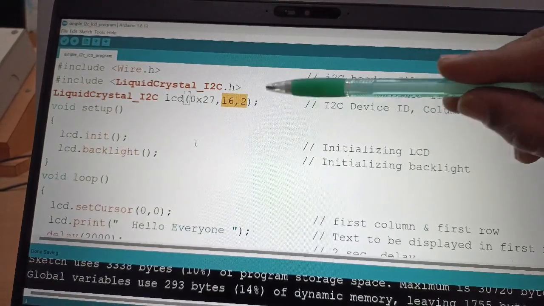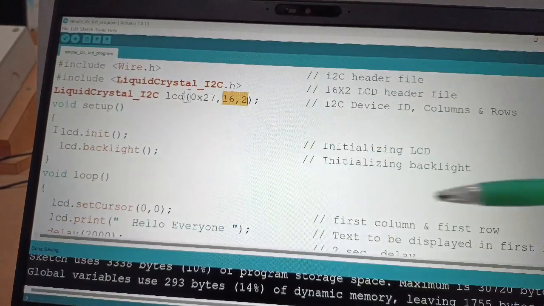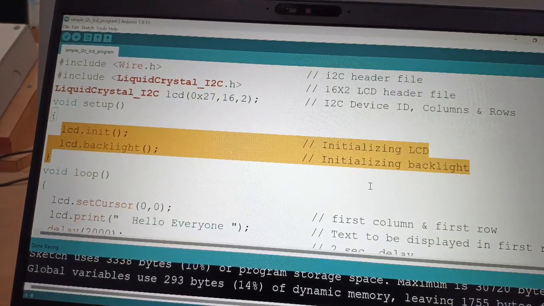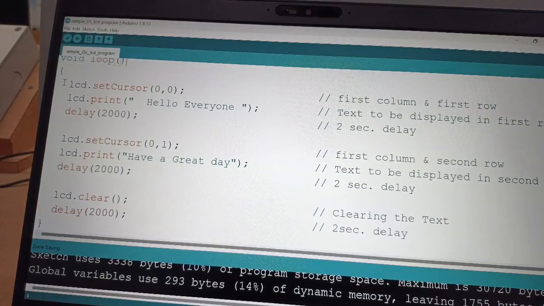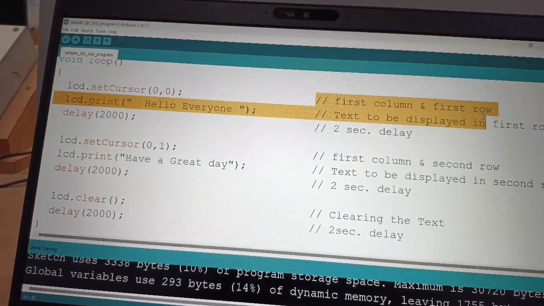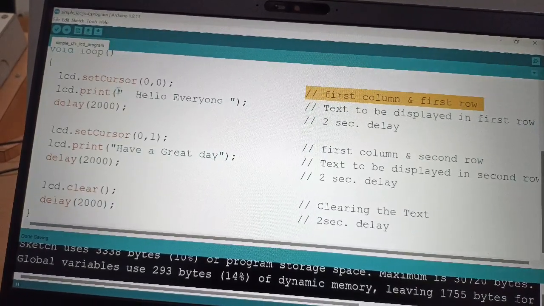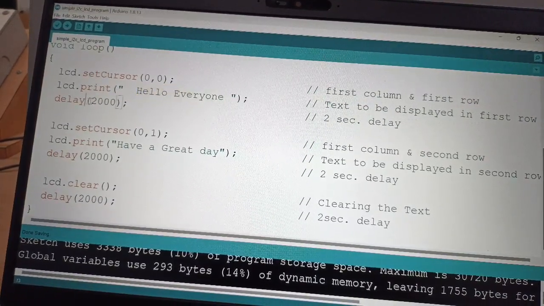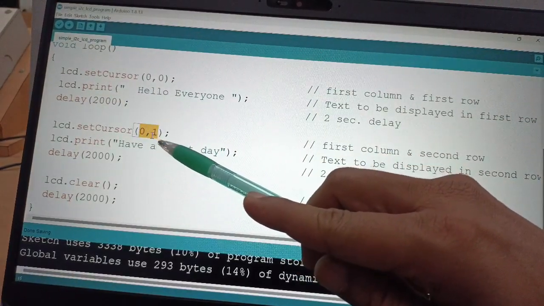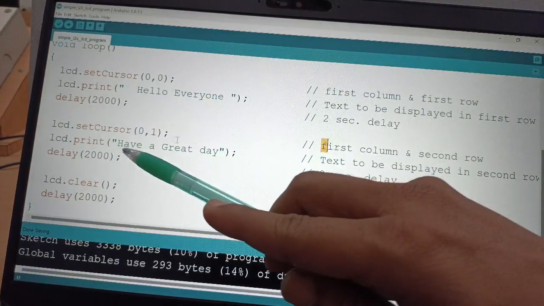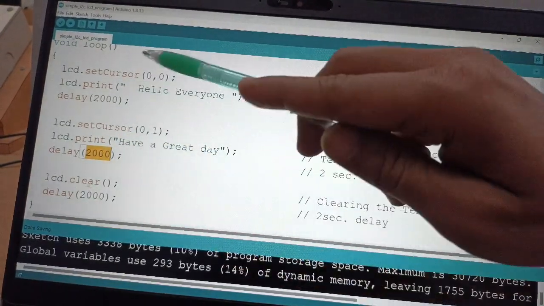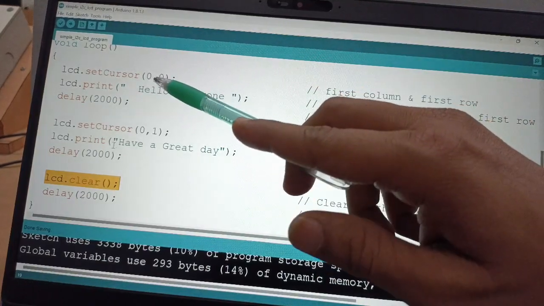Then we are initializing the LCD in the setup function, which is something like void main, and in the loop it's very important: lcd.setCursor(0,0) means first row first column. In the first row first column we are interested in displaying hello everyone, and after a 2 second delay, in the first row second column, we are going to display have a great day. The first digit in the LCD cursor is the row, the second is the column. After a small delay, we clear this, and then we repeat this. This is very important with respect to the LCD.